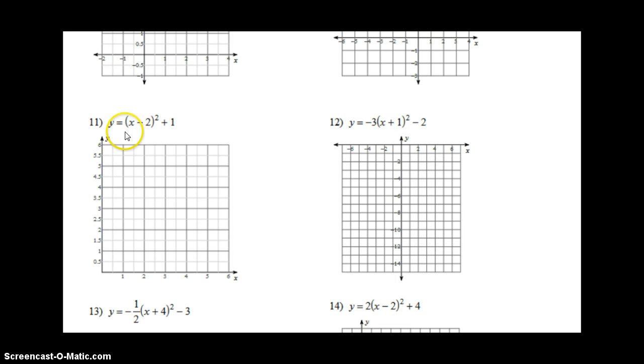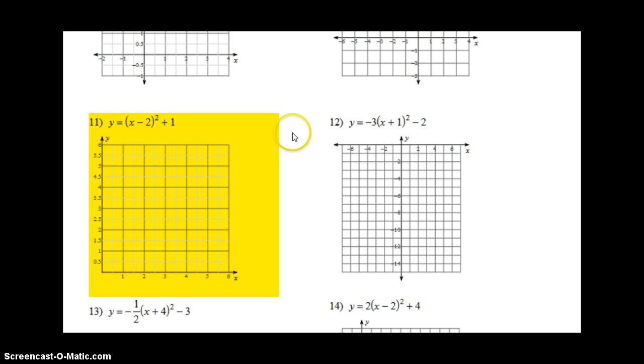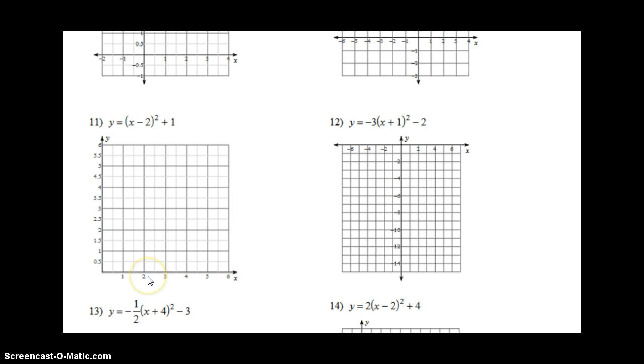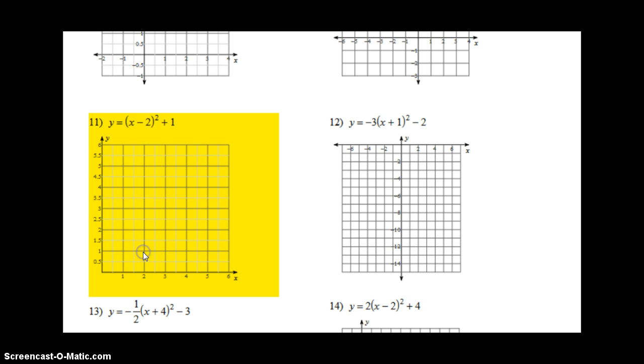Since 11 is y equals x minus 2 squared plus 1, I know h will be 2, because it's x minus h. So h is 2, which means the x coordinate of my vertex is 2, and the y coordinate of my vertex is going to be 1. So I should have right here being my vertex, and since there's no number out front, the coefficient is 1, that means my initial slope is going to be 1.